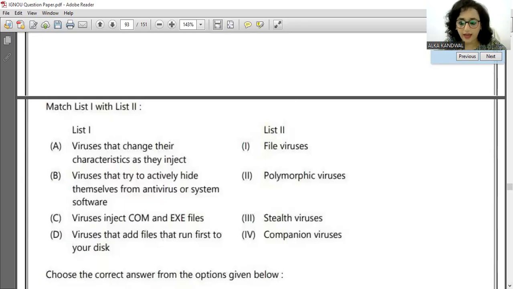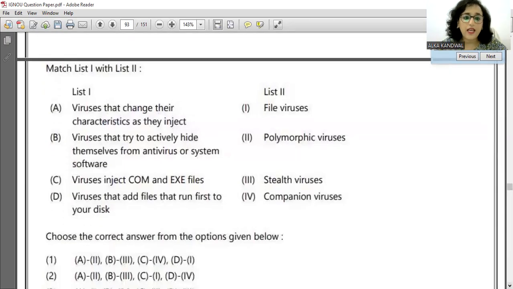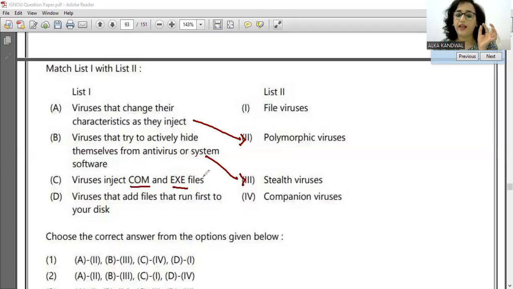Now next, 29th question, let's just see. Viruses that change their characteristics as they infect. That is the polymorphic virus, the name of the virus. Now, viruses that try to actively hide themselves: stealth virus. Virus that infects the .exe file: file virus. Virus that adds files that run first to your disk: that is the companion virus. So these names you should also remember. The companion kya hai, stealth kya hai. So this you have to read it properly. Yes. So answer is option 2. Option 2 is the answer to this question.